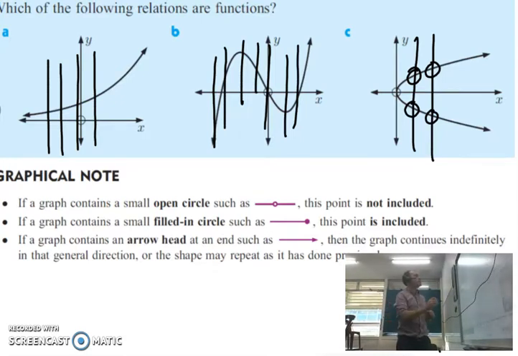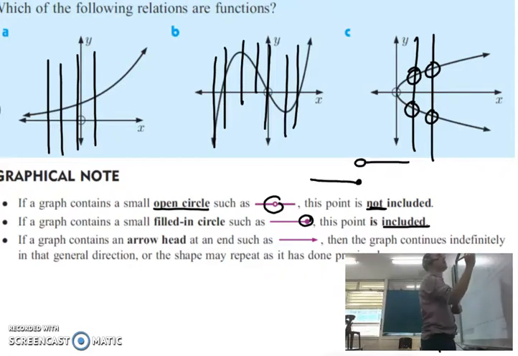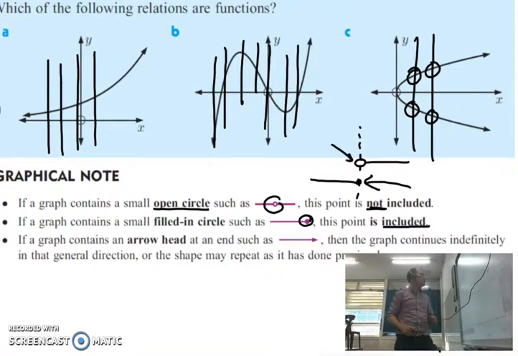One thing to keep in mind when you see these graphs: an open circle means that it is not included, where a closed circle means the point is included. So you might see some that have an open point and a closed point, a line going this way, a line going that way. This means that if we draw a vertical line, it only occurs once at this point here, because it's not included at this point. So open circle, not included; closed circle, included.